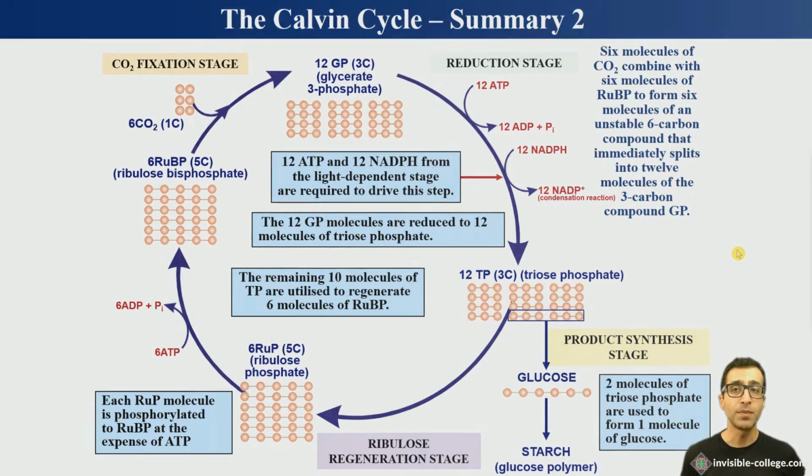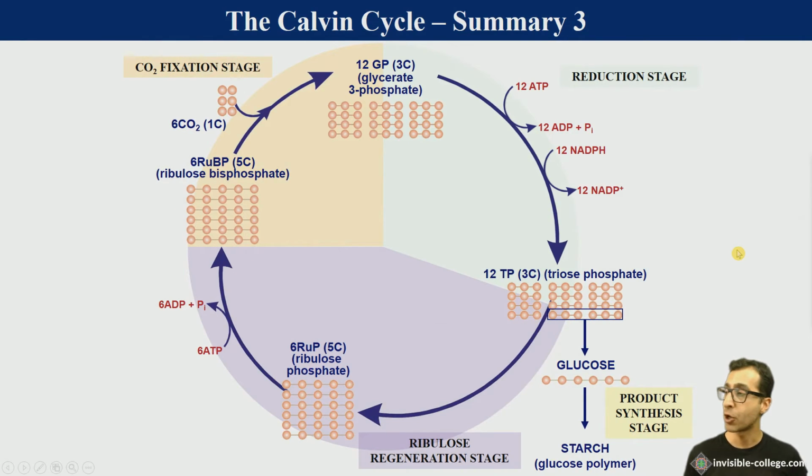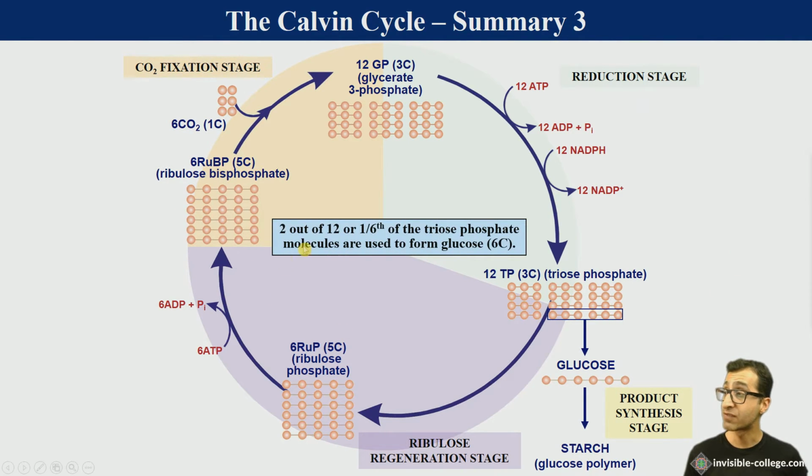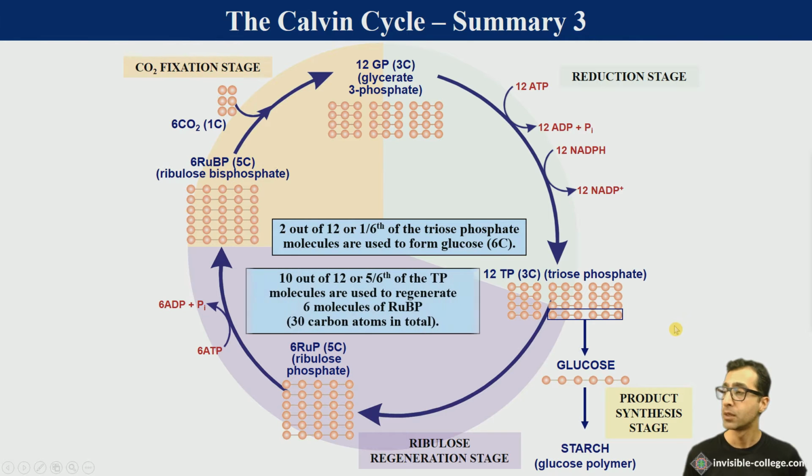So let's have a look at one more summary of this process just to really hammer it home. So 2 out of 12, or 1/6 of the triose phosphate molecules are used to form the 6-carbon single glucose molecule here. So 10 out of the 12, or 5/6 of the triose phosphate molecules that we begin with at this stage of the Calvin cycle, are used to regenerate 6 molecules of RuBP. So here we're talking about 30 carbon atoms involved overall.